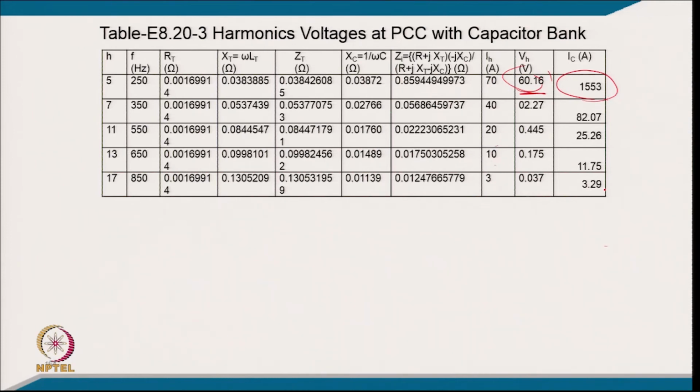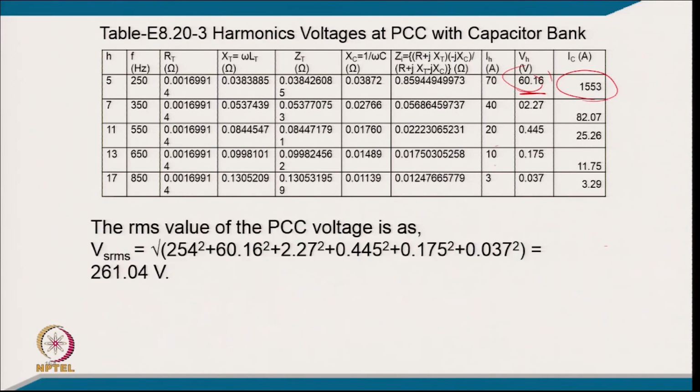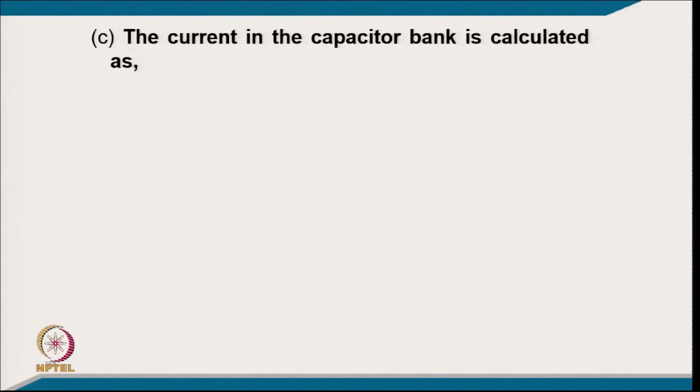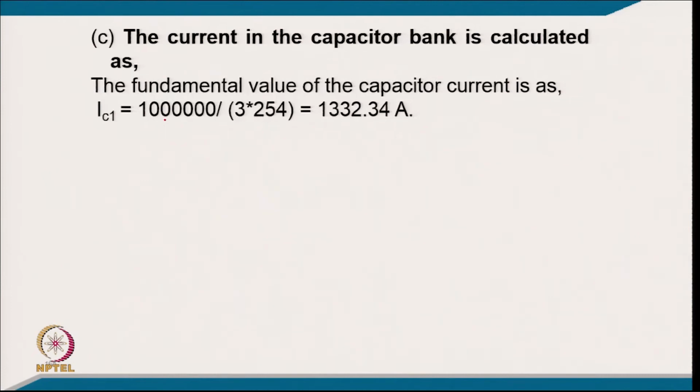So, all are amplified, but the 5th is extremely amplified, the 7th is a little more amplified. You can find out the RMS voltage at the PCC from all these harmonic voltages. The THD voltage comes to 61.04, and the total harmonic distortion of the voltage comes to 23.70 percent, which was hardly less than 2% earlier. Now the current in the capacitor bank is calculated.